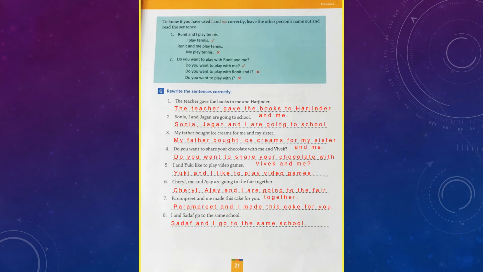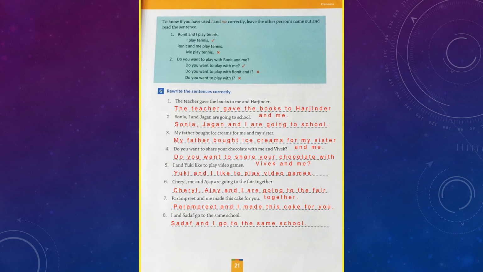Okay. Number 2, do you want to play with Ronit and me? So instead of me, I have to use I, which seems to be appropriate. Do you want to play with me is a correct sentence. Do you want to play with Ronit and I is an incorrect sentence. And do you want to play with I is also an incorrect sentence. So do you want to play with me is a correct sentence.